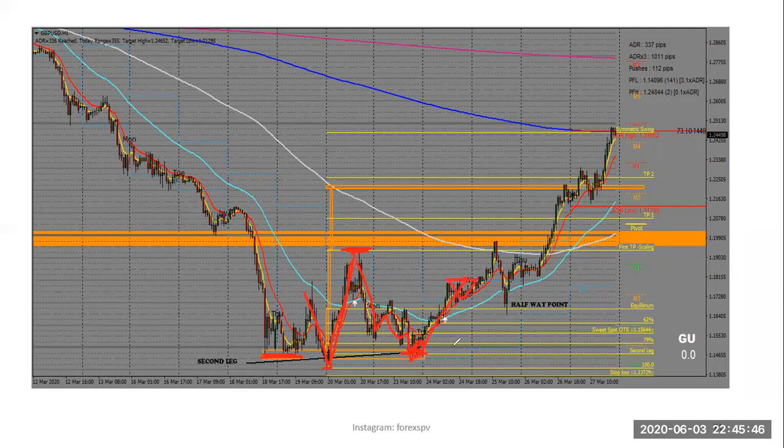Do you always draw this on the H1 or the 15-minute? The Fibonacci on the H1. And sometimes I draw it on the daily.